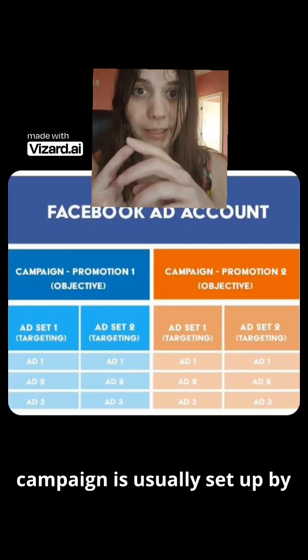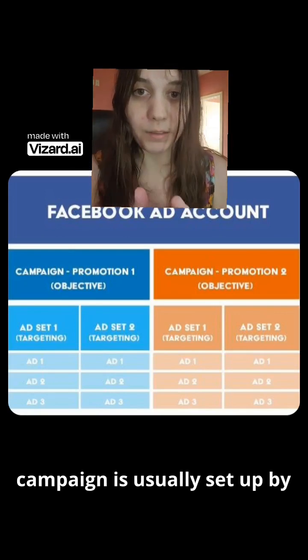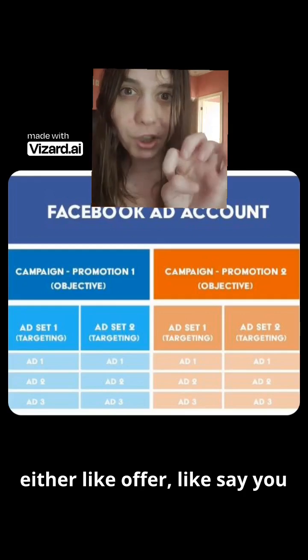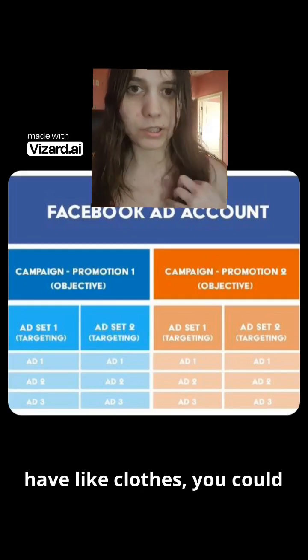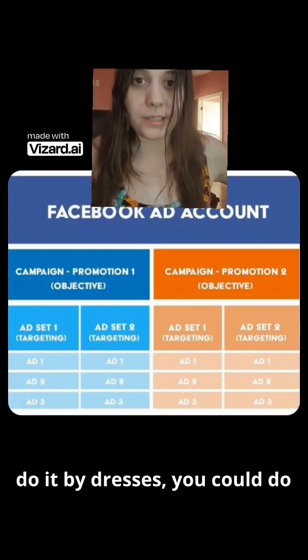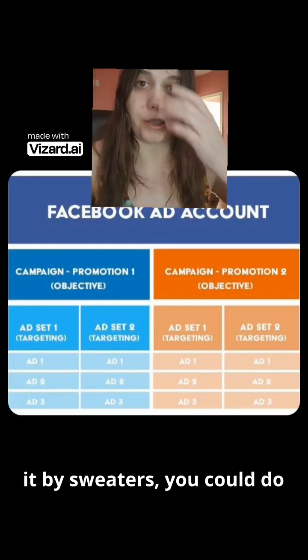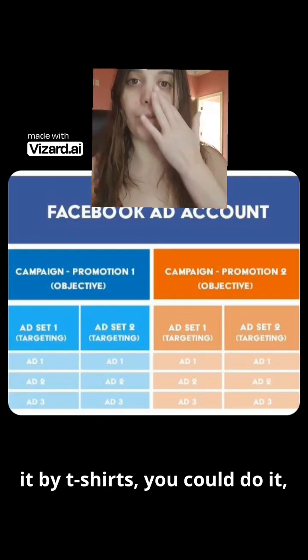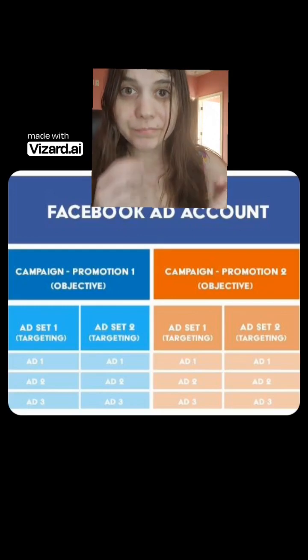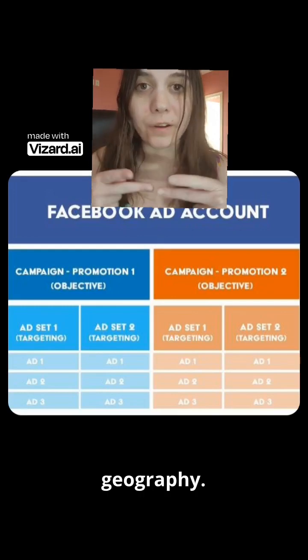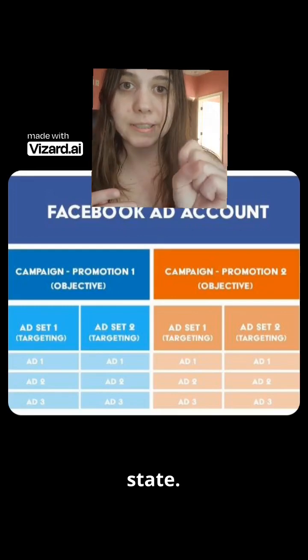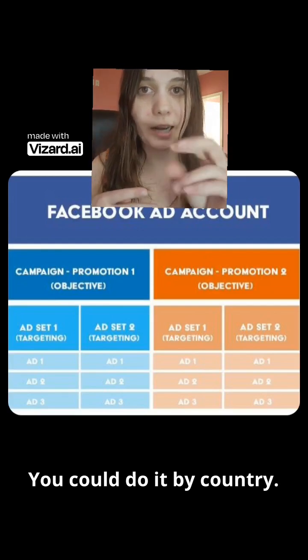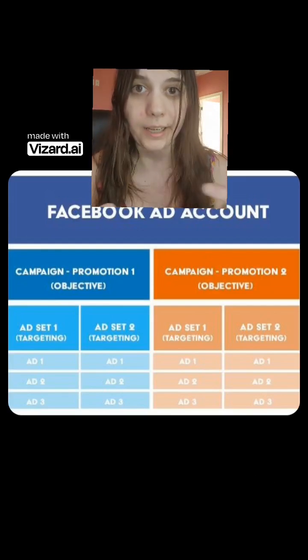And the campaign is usually set up by either offer, like say you have clothes, you could do it by dresses, by sweaters, by t-shirts, by any of that. Then it could be by geography, you could do it by state, by country, by anything like that.